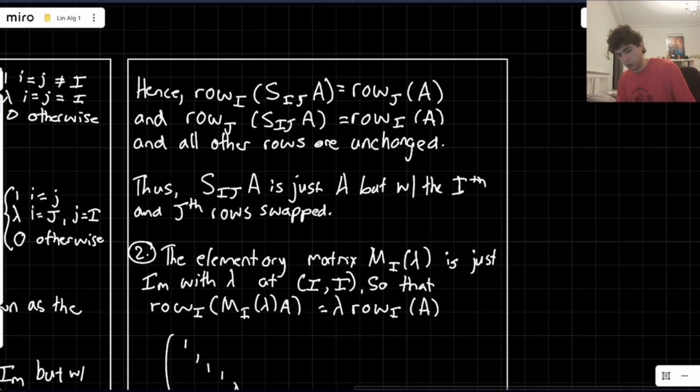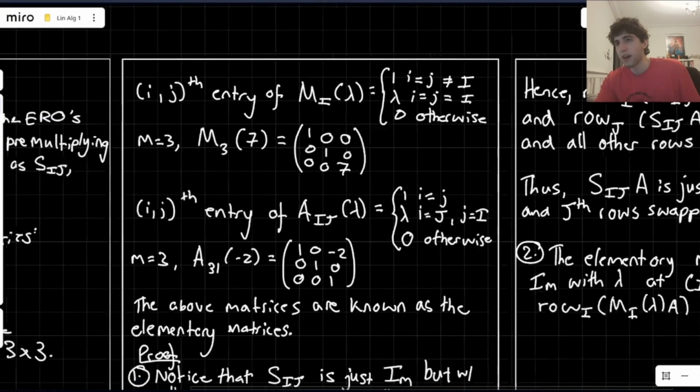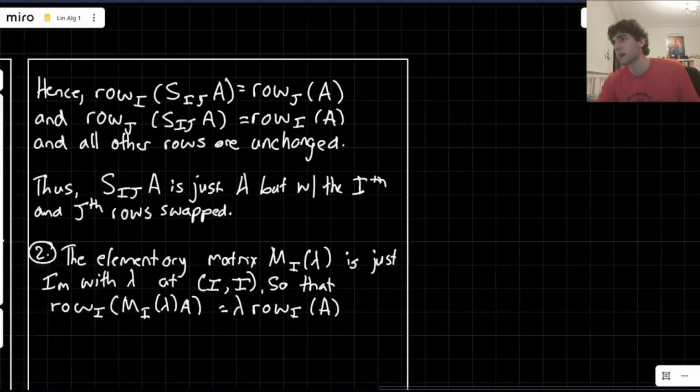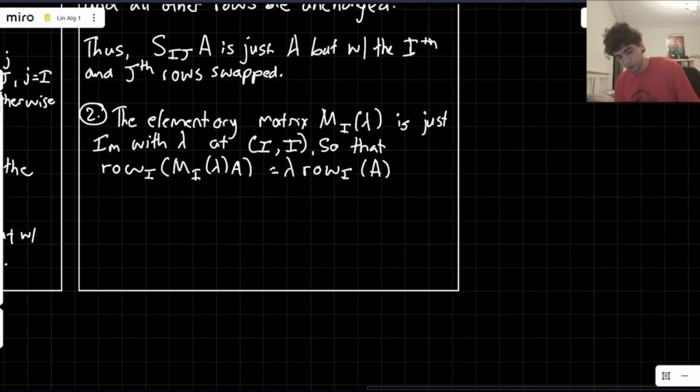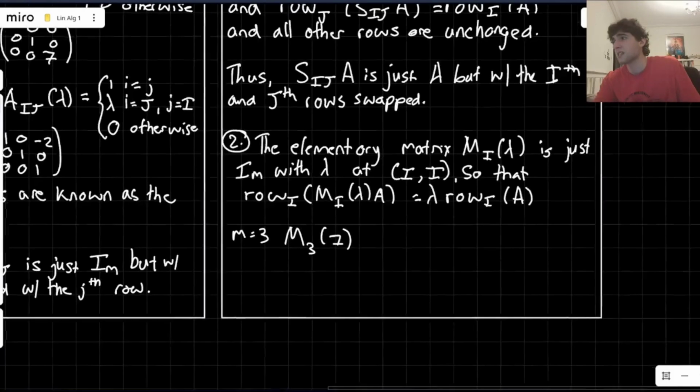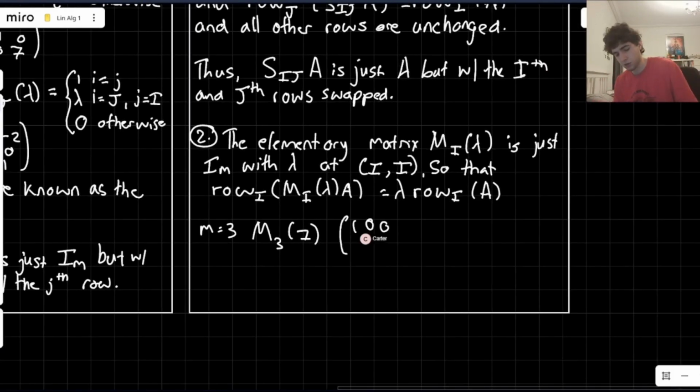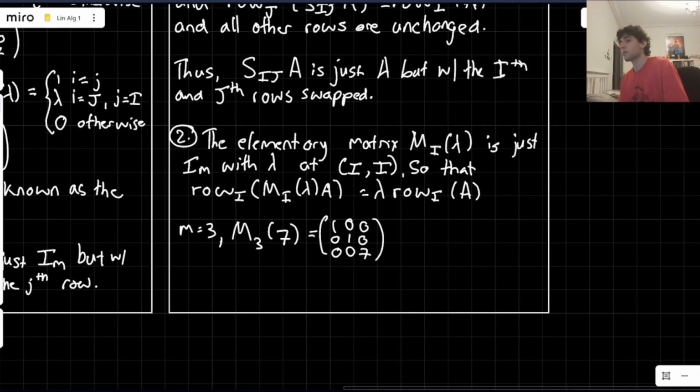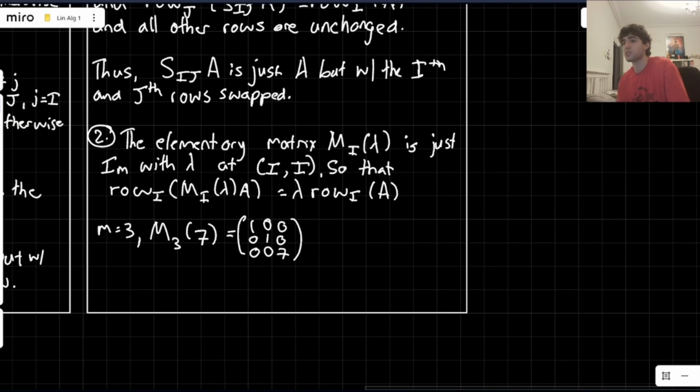Let's have a look at the example that we already had before. If lowercase m is equal to 3, then M subscript 3 of 7 is just this identity matrix with a 7 in the 3, 3 position. So 1 0 0, 0 1 0, 0 0 7. This is the matrix that, when you multiply it by capital A, will scale up the third row by a factor of 7.